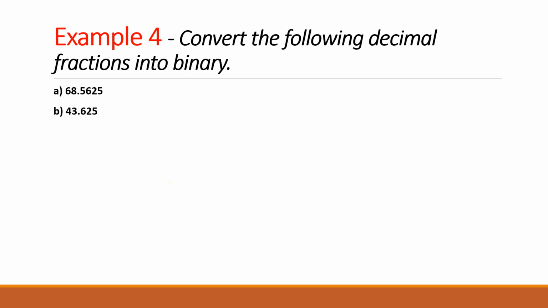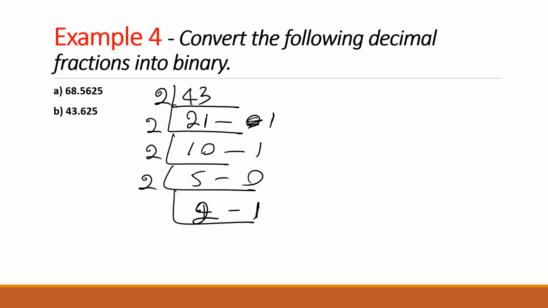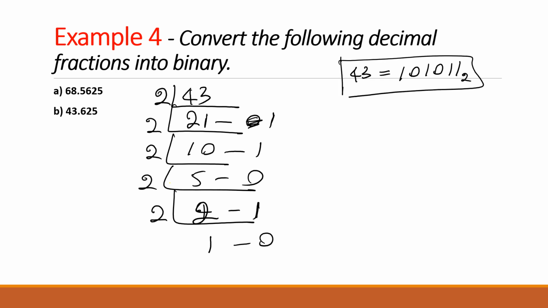How do we convert the 43? Yes, so 43 you need to divide by 2. So that will be 21 and 1. You divide this by 2, then it will be 10 and remaining 1. Divide by 2, 5 and 0. Divide by 2, 2 and 1, and divide by 2, that will be 1 and 0. So 43 you can write it as 101011 in binary. Are we good?